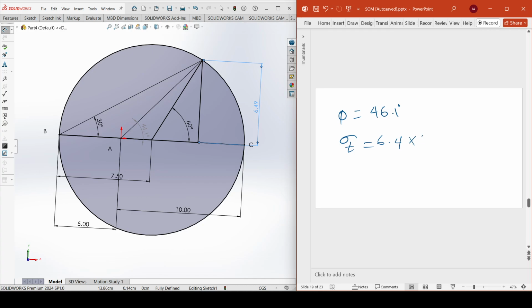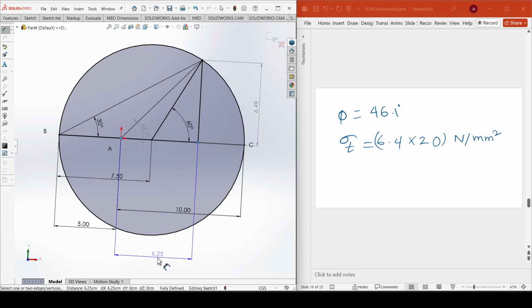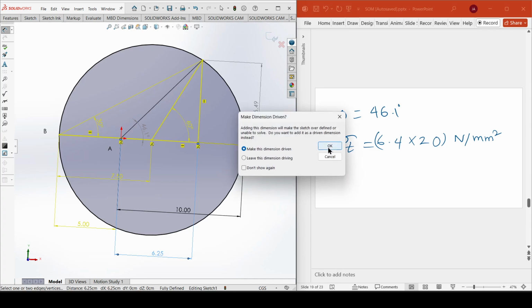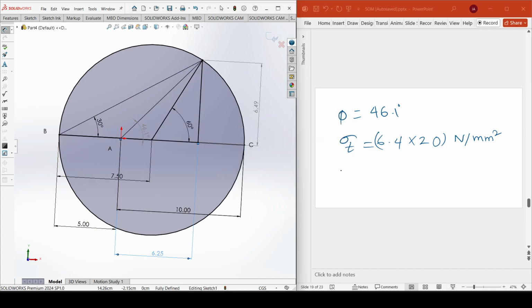So with this, I need to multiply that multiplication factor, which was 20. In this case, I assumed that 20. So if I multiply 20 with that, I am gonna end up getting my value for the tangential stress. And from this point to this point, this length you can see, okay, this length you can see 6.25. This is your normal stress line. So sigma n is going to be 6.25 into 20 Newton per millimeter square.